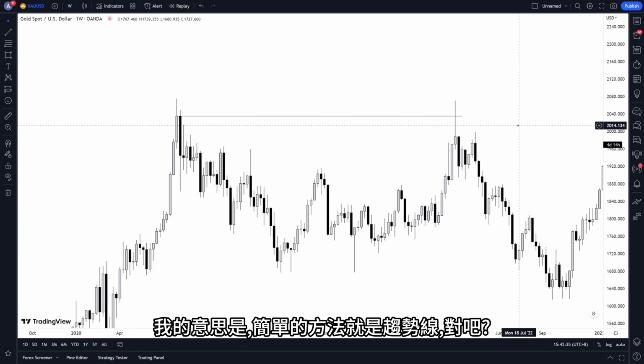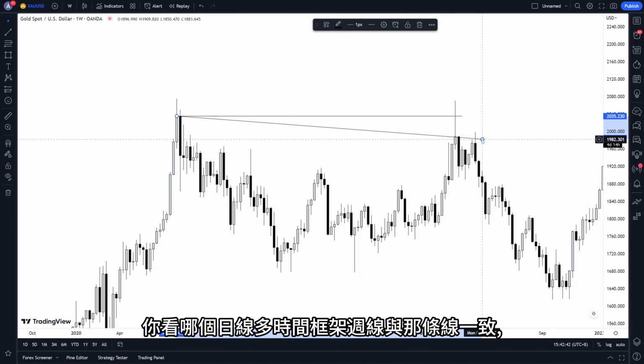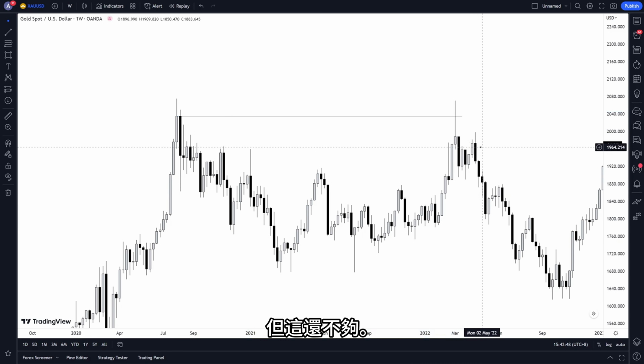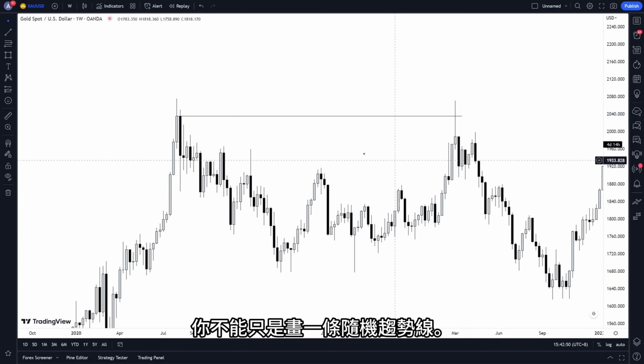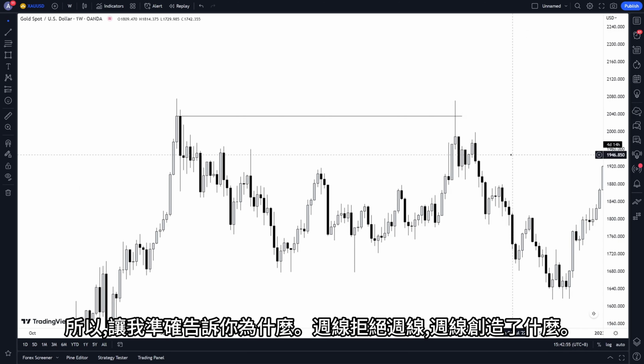Very, very simple. The easy one is just a trend line, right? You just draw a trend line from the weekly or from the daily, and you see which daily MTF weekly is in line with that one, and then that's probably going to be the one. It's one very easy shortcut. But is it enough? No, it's not enough. You can't just draw a random trend line. It's subjective. You also need to look at some rules. So let me tell you exactly what.